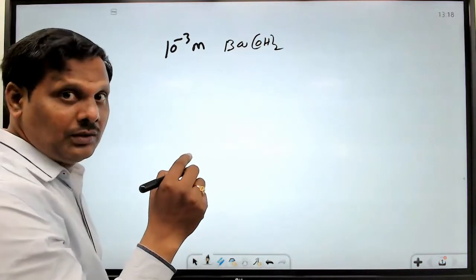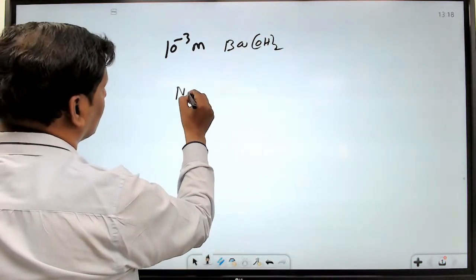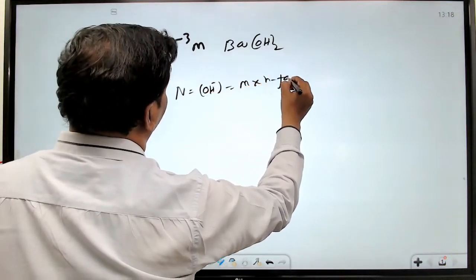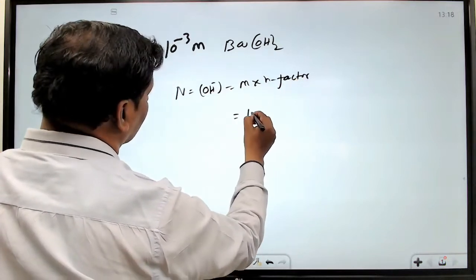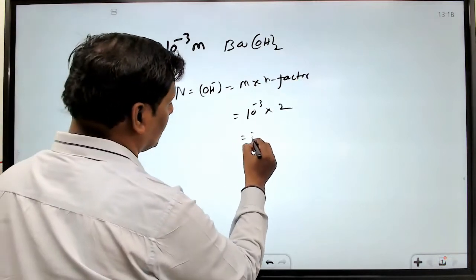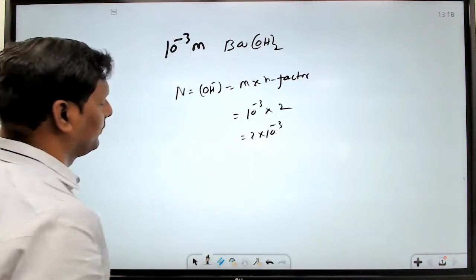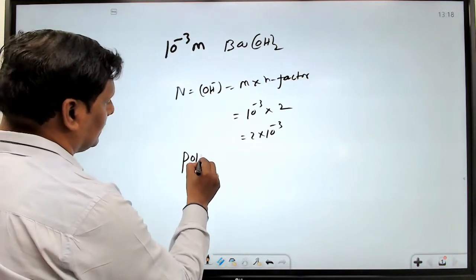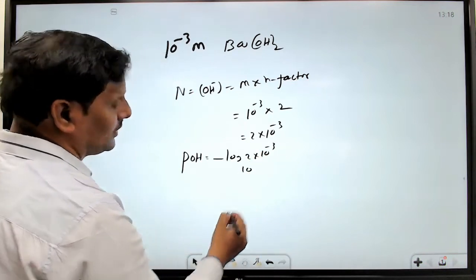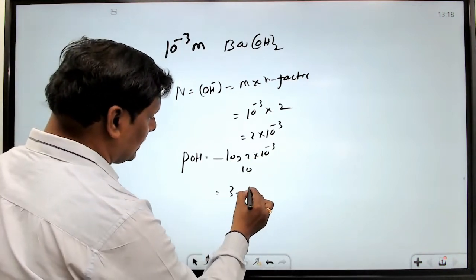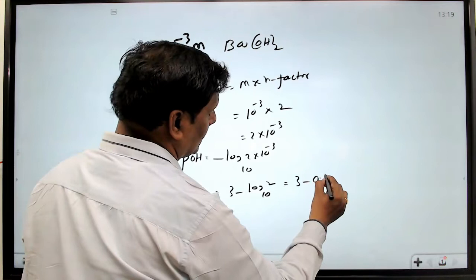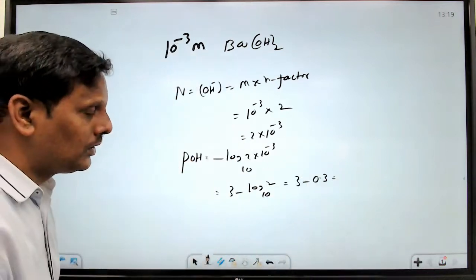अच्छा for your kind information base normality is OH minus, which is equal to molarity into N factor. अच्छा molarity is 10 power minus 3, N factor for this is nothing but 2, which is equal to 2 into 10 power minus 3. अच्छा pOH is nothing but negative logarithm of 2 into 10 power minus 3. अच्छा this is nothing but 3 minus log 2, equal to 3 minus 0.3, अच्छा 2.7.